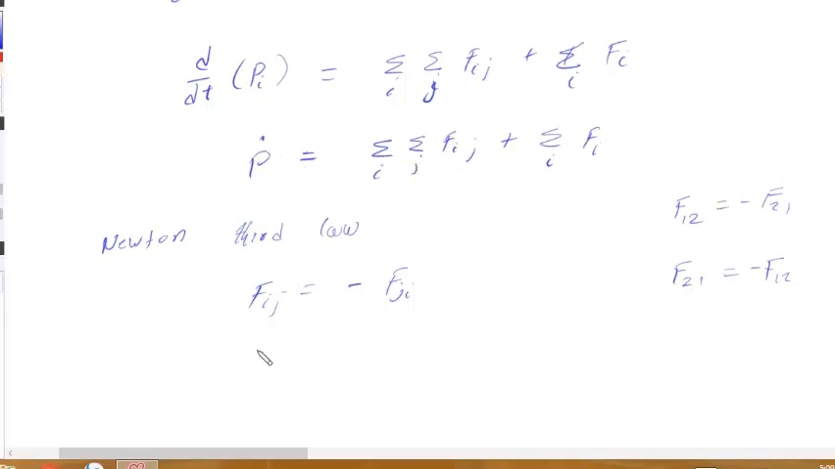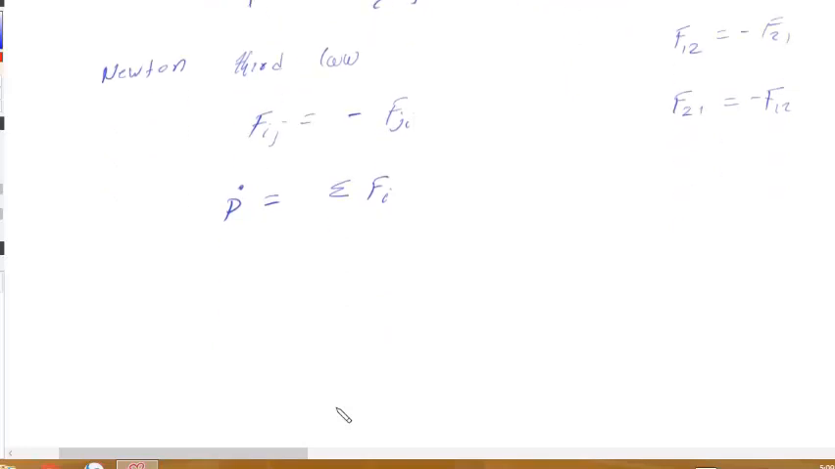Then we can write this equation: the change in the momentum is equal to the sum of the F_i. Only the external force changes the momentum of the system.